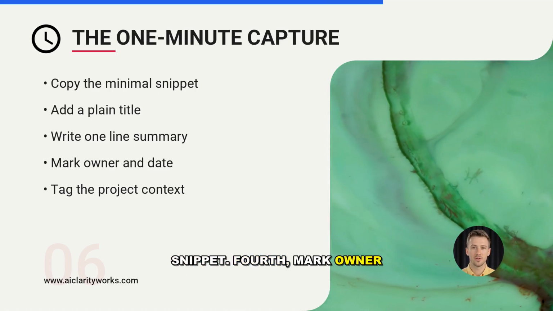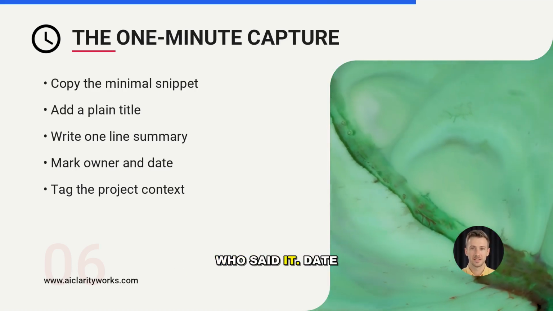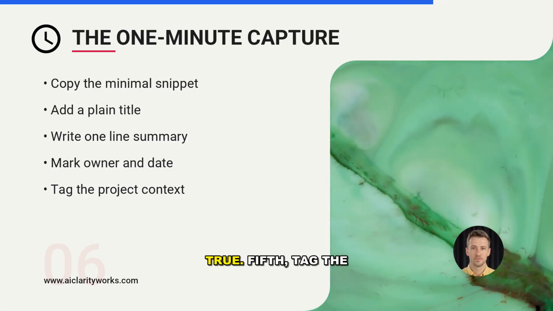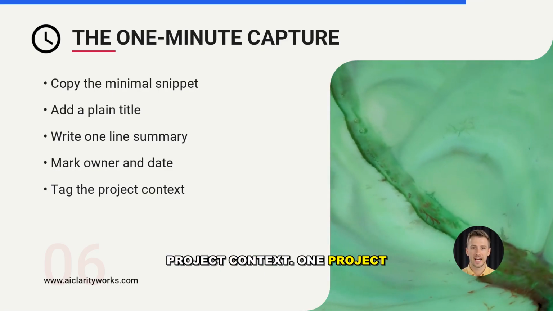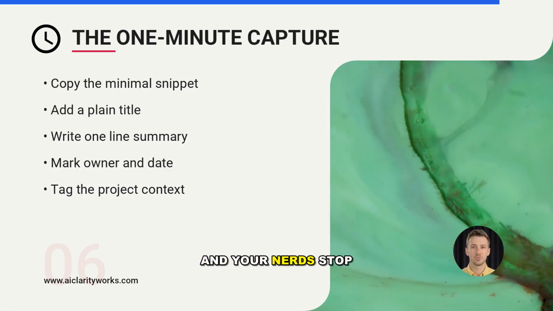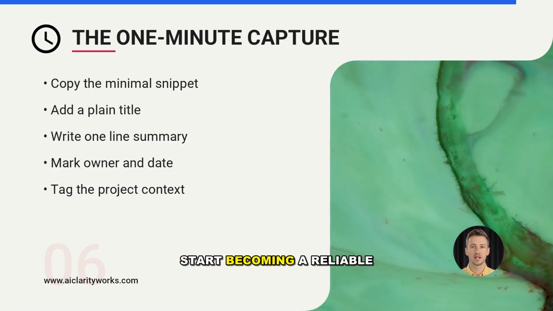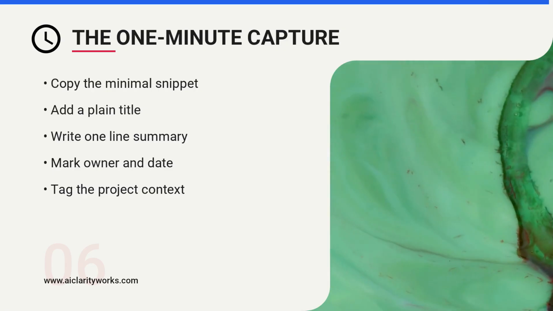Fourth, mark owner and date. Owner is the person on the hook, not the person who said it. Date is when it became true. Fifth, tag the project context. One project tag, not 5 vibes. Do this every time, and your notes stop being a graveyard and start becoming a reliable memory that tools can enrich instead of guess at.